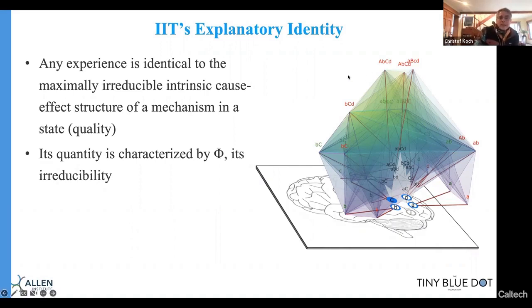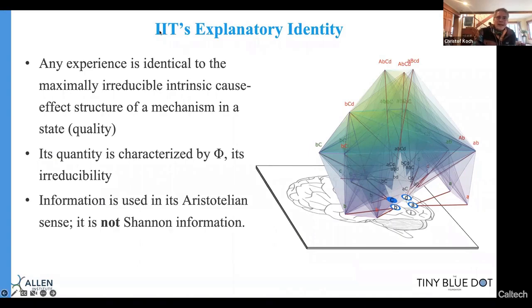So any conscious experience is identical to the maximal irreducible intrinsic cause-effect structure. It's a maximum. Its quantity is characterized by phi. This is the integrated information. You can also think of it as, to what extent is the system irreducible? The larger the phi, the more the system is irreducible to subcomponents. If phi is 0, the system doesn't exist, strictly speaking, and only its subcomponents will exist.